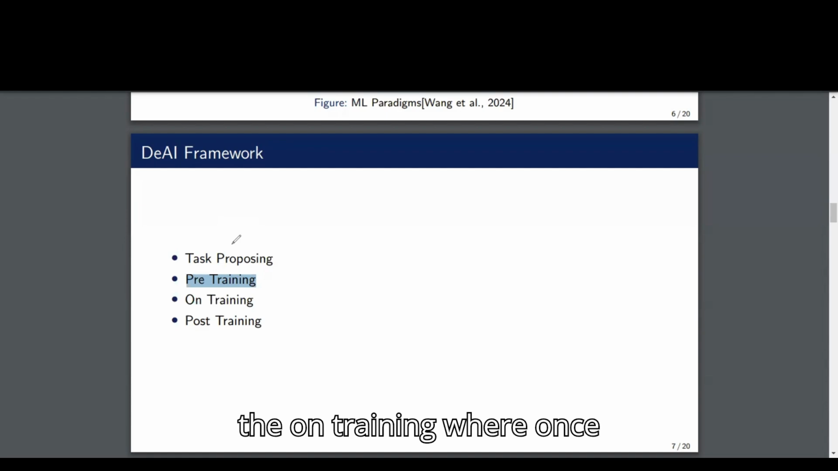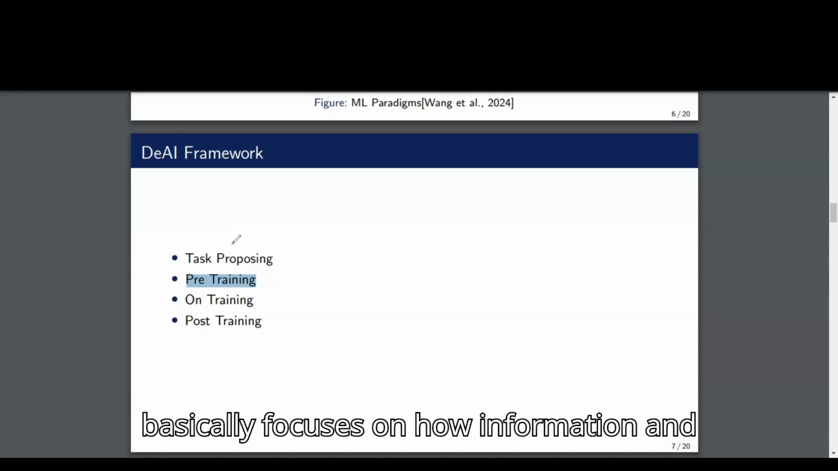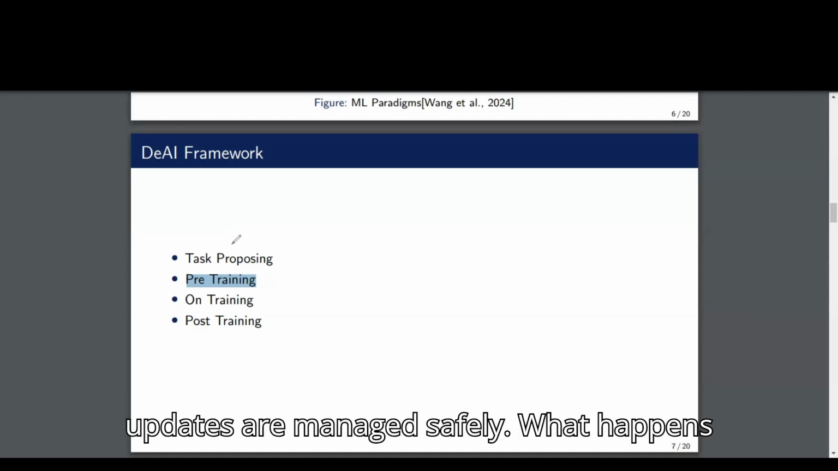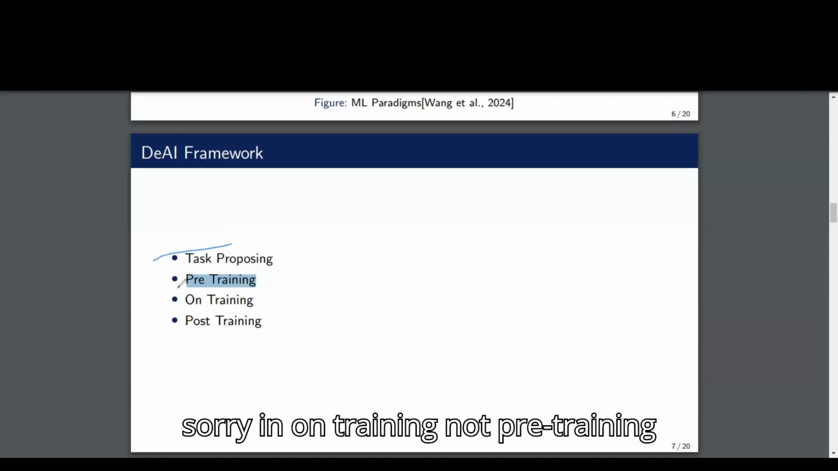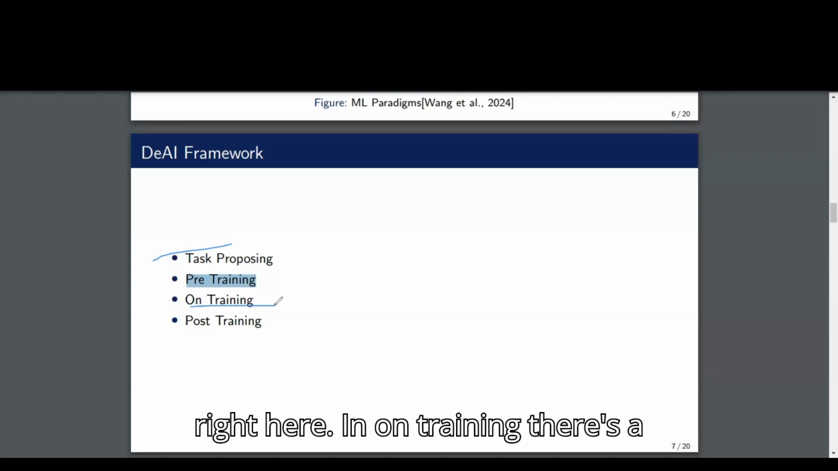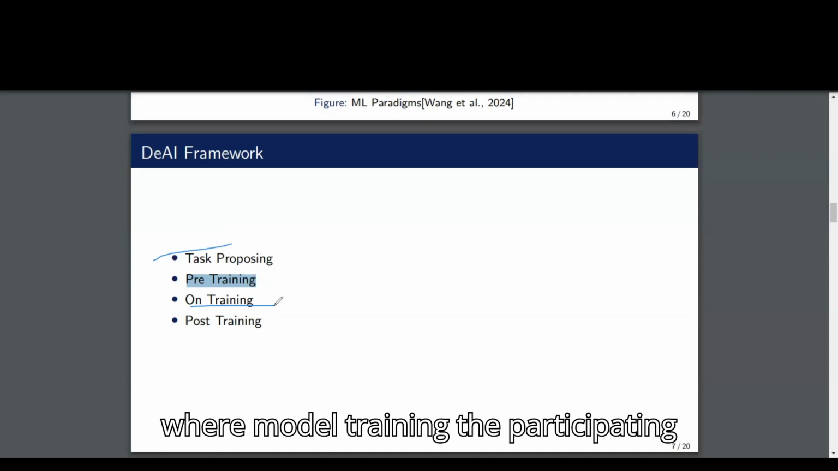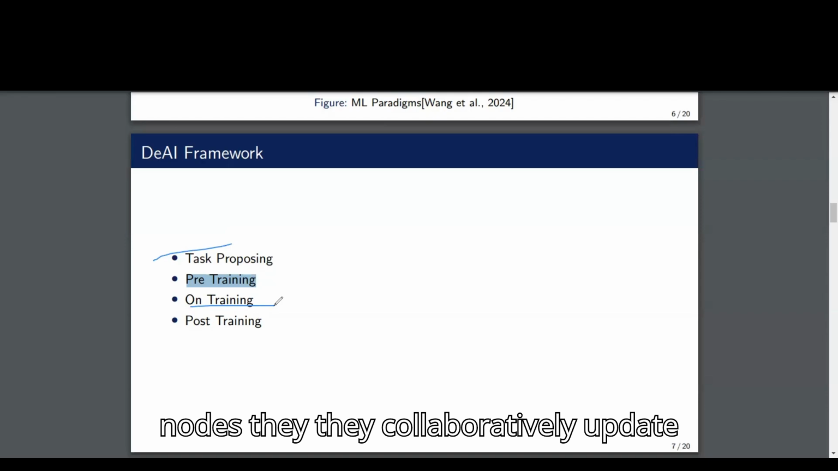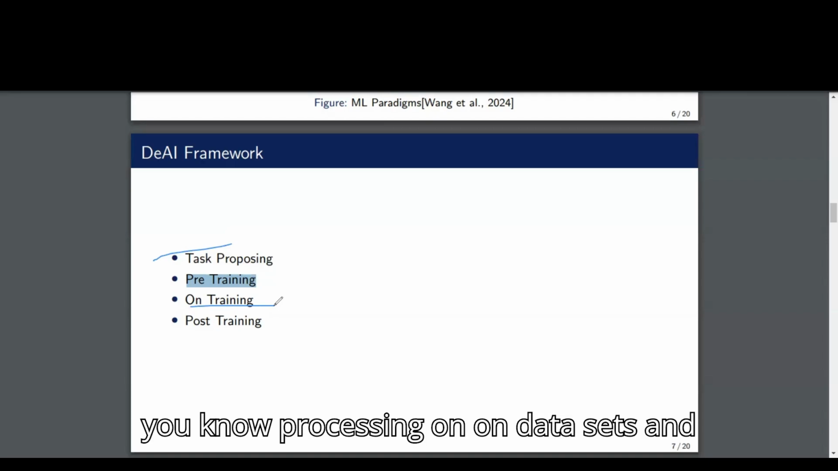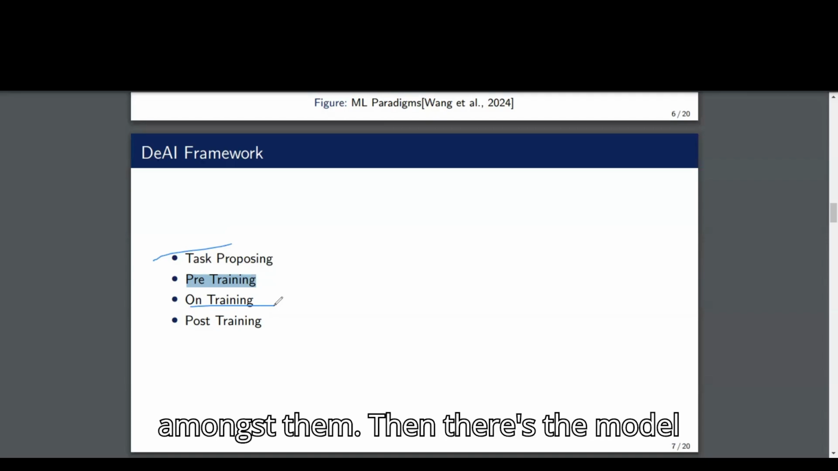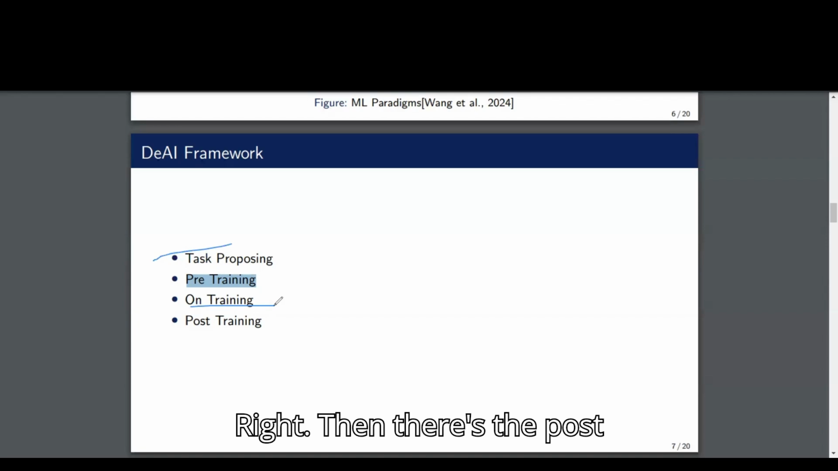Then we have the on-training, where once the data is prepared, the computational resources are prepared. It basically focuses on how information and updates are managed safely. What happens in this step, in on-training, not pre-training, is model preparation, model training, as well as model validation. In model training, the participating nodes collaboratively update the model parameters by processing on data sets and maintaining synchronization amongst them. Then there's the model validation, where the trained models are evaluated based on some benchmarks, right?